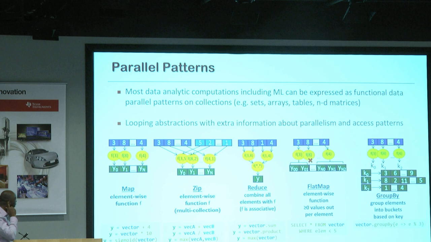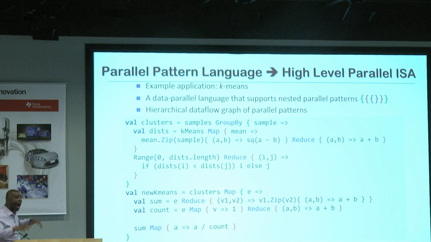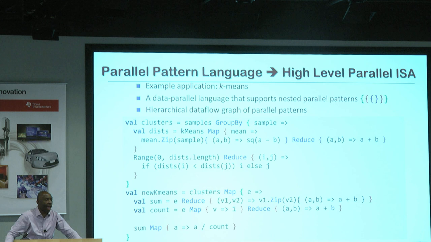Well, the key idea is to use this notion of parallel patterns, right? So parallel patterns, you can think of them as data parallel operations on collections, where your collections could be sets, they could be arrays, they could be tables, they could be tensors, but you can't get parallelism unless you've got a collection of things, fundamentally, right? So ones that you recognize like map and reduce, zip, which is kind of a multi-collection map, flat map, group by, these are all components of parallel patterns. And the nice thing about parallel patterns is you can think of them as a high-level parallel programming instruction set, right? That can encode any of these data processing domain-specific languages.